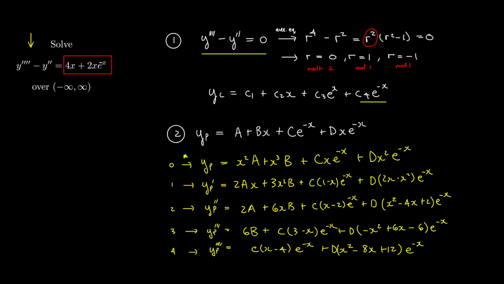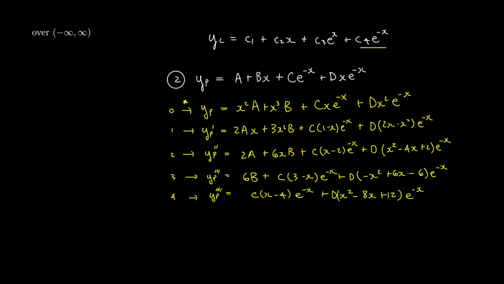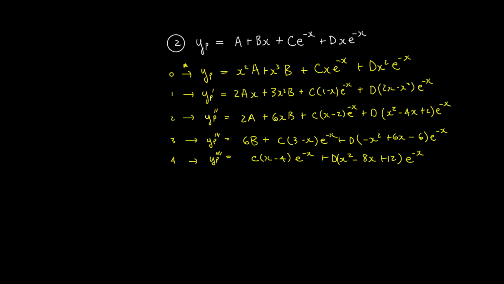And now we're in a position where we've computed all the derivatives, so we can substitute it immediately back into our equation here. So that's exactly what we're going to do. We need to compute, in terms of these coefficients, what is yp quadruple prime minus yp double prime.